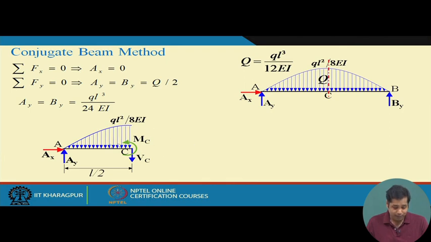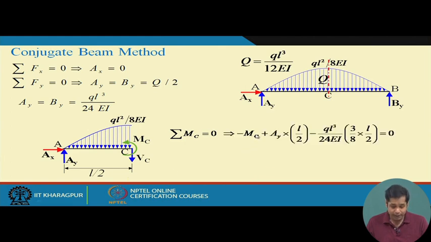Now, let us apply the equilibrium condition on this beam. Take summation of moment at C equal to 0. What are the contributions? From MC, which is anti-clockwise, then from Ay, which is clockwise, and from the external applied load, which is again anti-clockwise. So, MC is anti-clockwise, minus Ay, whose contribution is clockwise, that is why it is positive, and then the contribution from the externally applied load is again anti-clockwise, that is why it is negative. So, this gives us MC is equal to this.